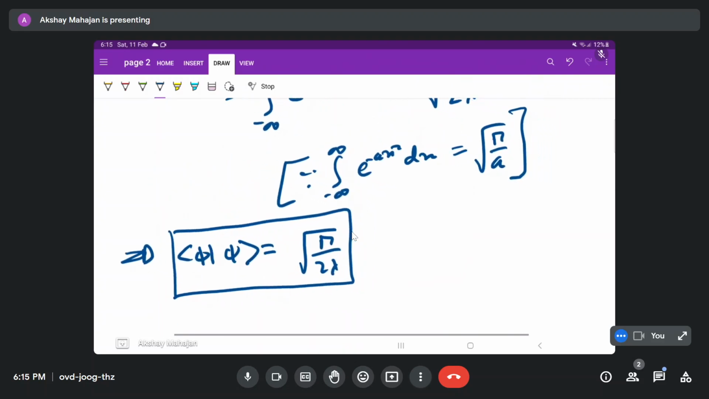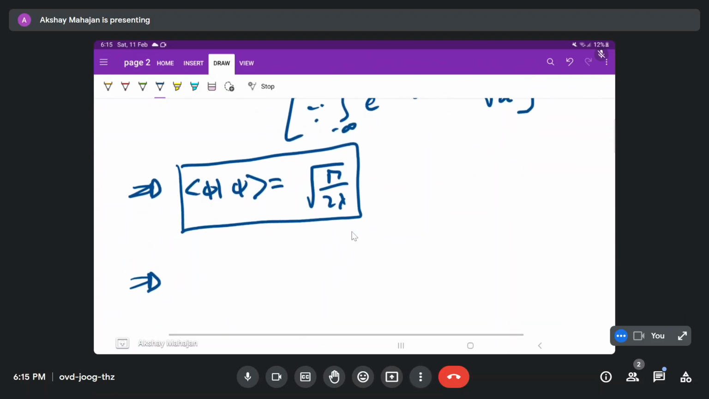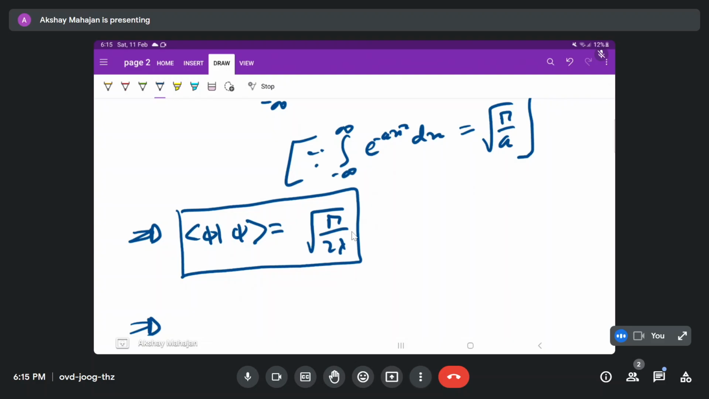I can try. I guess I can show this integral, from minus infinity to infinity of e to the power minus a x squared dx. Just wait a minute.